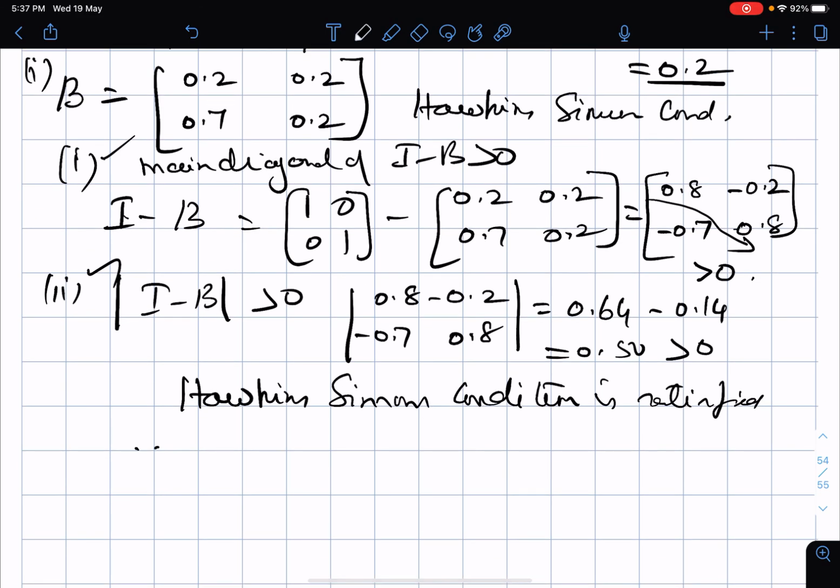Therefore, what is the question they are asking? Does a solution exist for the system? So this system has a solution. That is going to be your final answer.